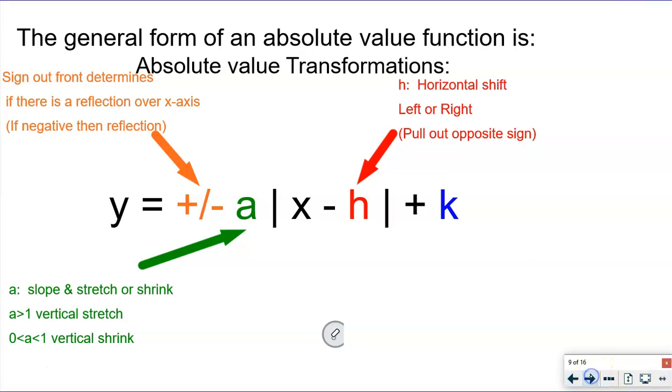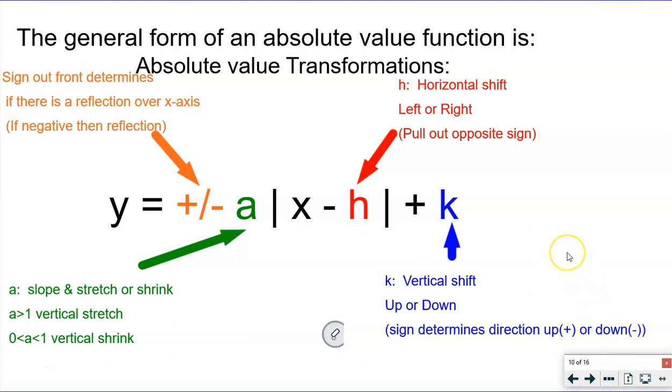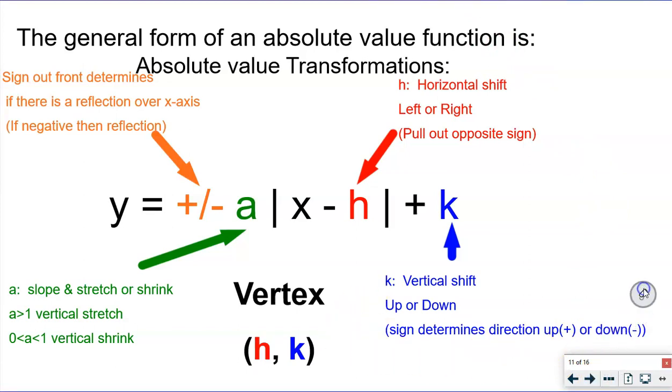So the next one is k, and k is a vertical shift. So this is up or down, and the sign determines the direction, up or down, okay? Then h and k are going to be our vertex. So we're going to pull this h here and this k there, and that's going to be the vertex, which remember is like the point of the V. So it's either the bottom or the top, depending on whether the graph opens up or down.